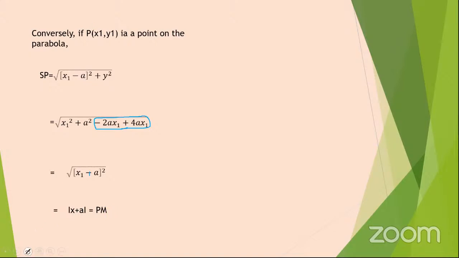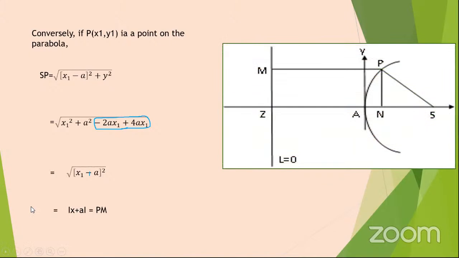Therefore, what can we conclude, children? We can conclude that if P lies on the parabola, it satisfies the condition SP by PM is equal to 1 or SP equal to PM. And when SP is equal to PM, P lies on the parabola y square equal to 4ax. Therefore, we can say that y square equal to 4ax is the standard form of the parabola in this case.